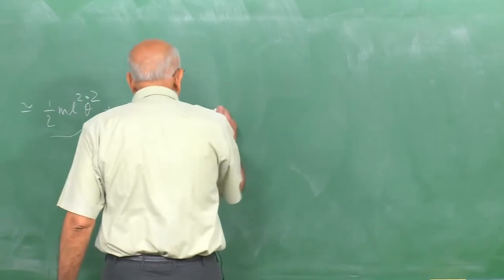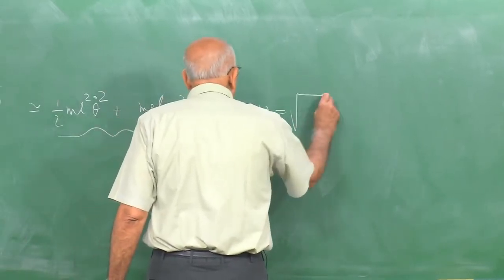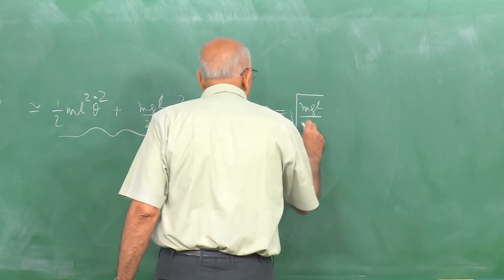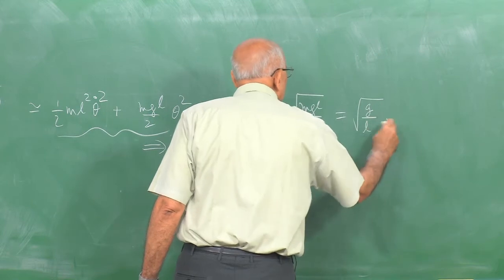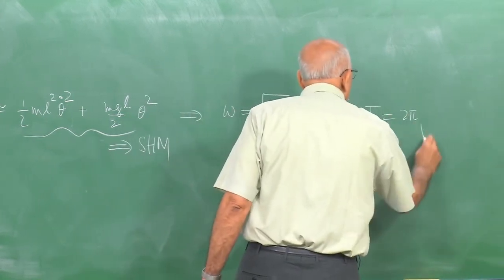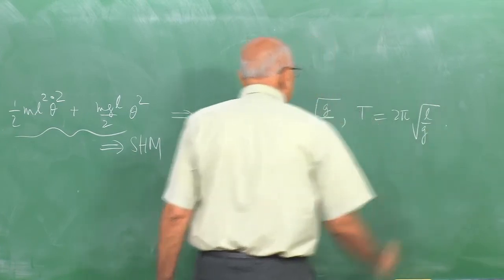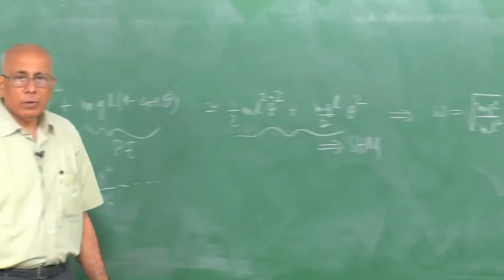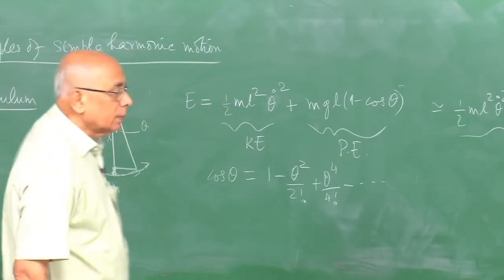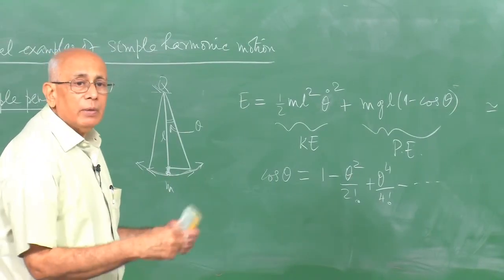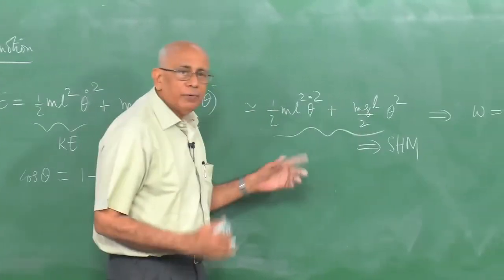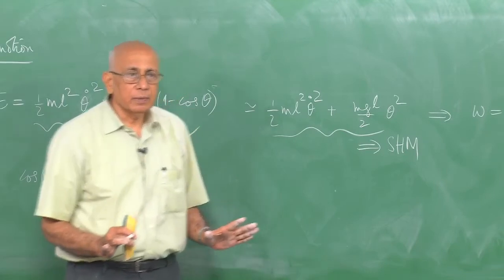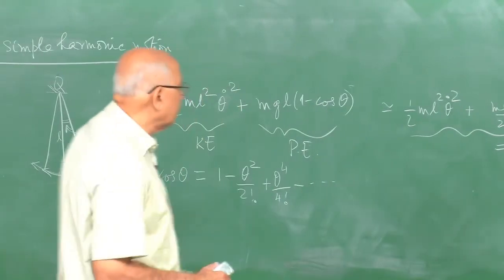So this will immediately tell you that omega equal to square root of mgl over ml squared, equal to square root of g over L. So the time period is 2 pi square root of L over g for small oscillations. We do not have to solve the equation of motion for this, because from what we have seen, it is only the ratio of these two coefficients that determines the angular frequency and therefore the time period immediately.